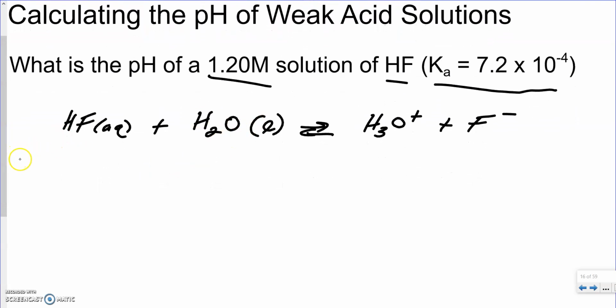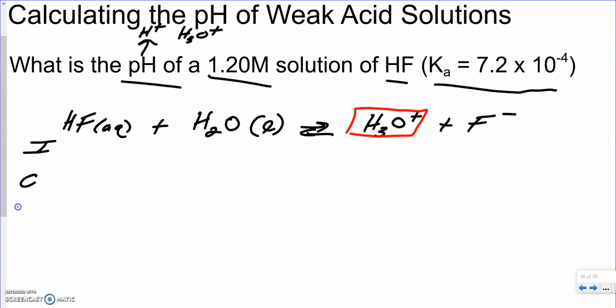Now, how do we solve an equilibrium expression? And what are we solving for? We're trying to find pH. Remember, pH is calculated off of the hydrogen or hydronium, H3O plus, concentration. So what are we actually looking for? We're looking for this species' concentration at equilibrium. Well, how do we do that? We use an ICE table. So, again, nothing new that we haven't already done before.